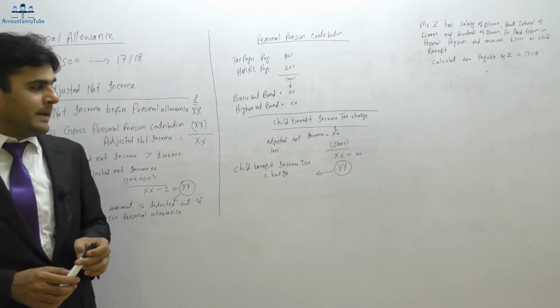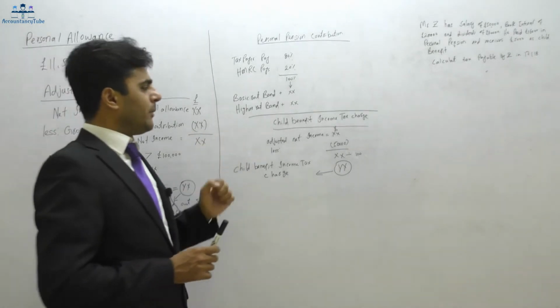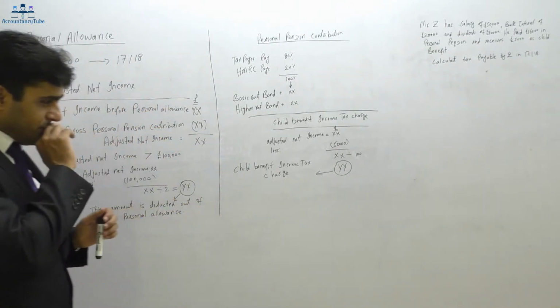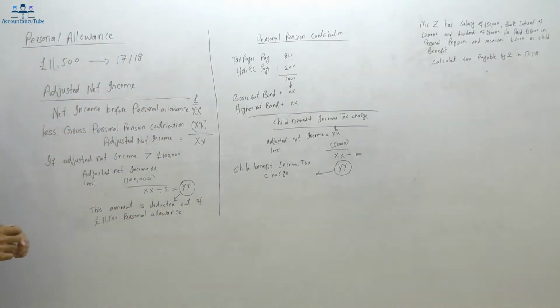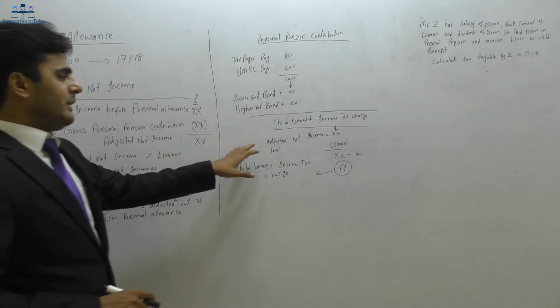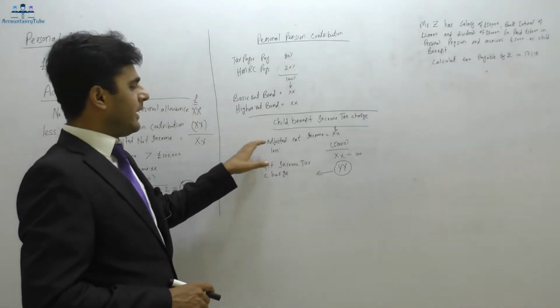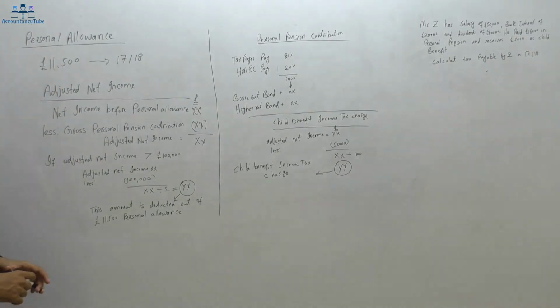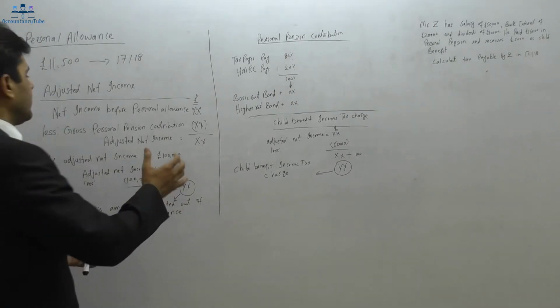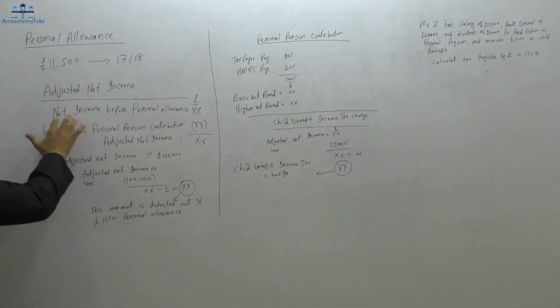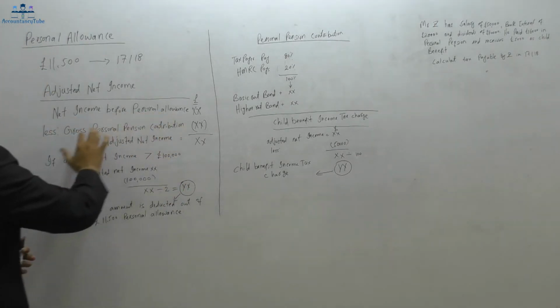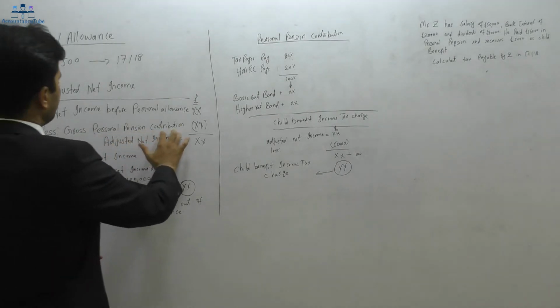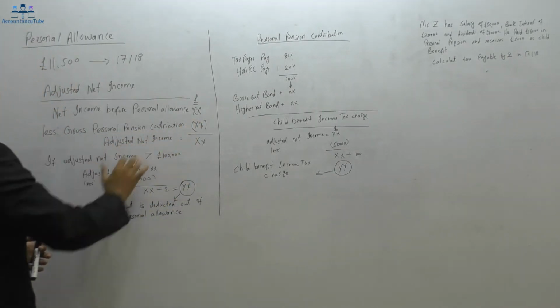Now, how to calculate that penalty? Let's look at this formula. First we'll take the adjusted net income. Now see, adjusted net income is coming here again. Whenever you see adjusted net income, it tells us that there is another benefit of personal pension contribution, because we know how to calculate the adjusted net income. We'll take net income before personal allowance and we'll deduct the gross amount of personal pension contribution. All right. So that's the adjusted net income.